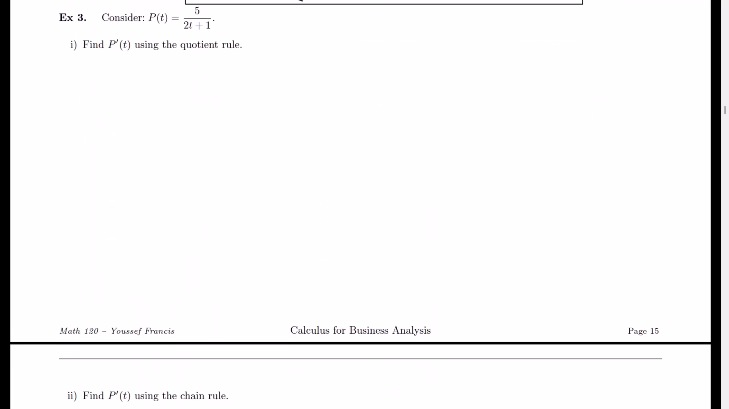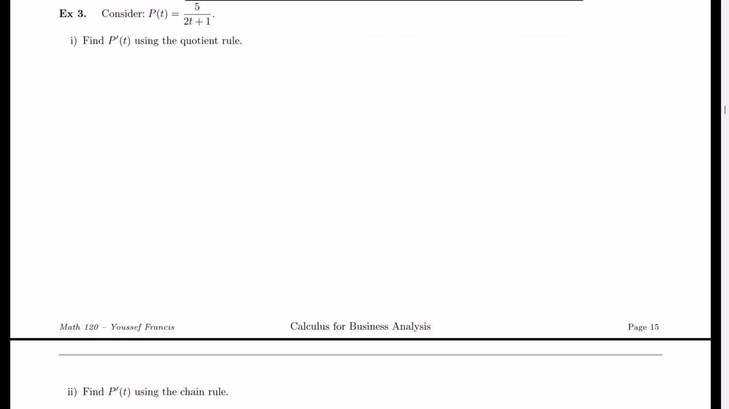So what are we doing in example number 3? Example number 3 is going to show us that sometimes we can use the quotient rule and the chain rule. Sometimes we can avoid using one rule and use a different rule, basically, right? So you can avoid using the product rule, for instance, and use the chain rule. Or in this problem, we're going to see that we can avoid the quotient rule and do a chain rule, and we get the same result.